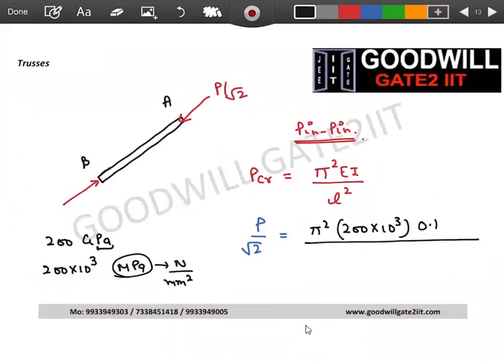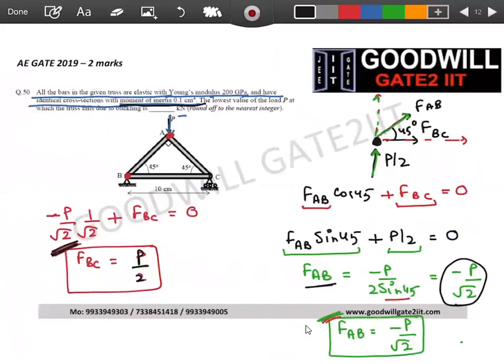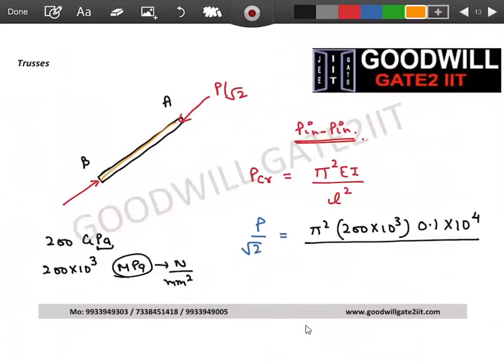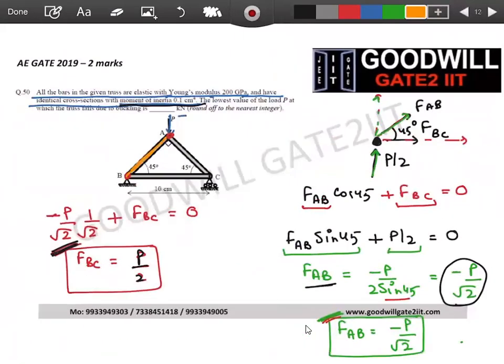Now, your moment of inertia is given as 0.1 centimeter to the power 4. So I will convert centimeter to mm, multiplying by 10 to the power 4. Now, this is the problem. I have seen people making this last step mistake in the exams. I need this member length because you're solving for member AB, right?